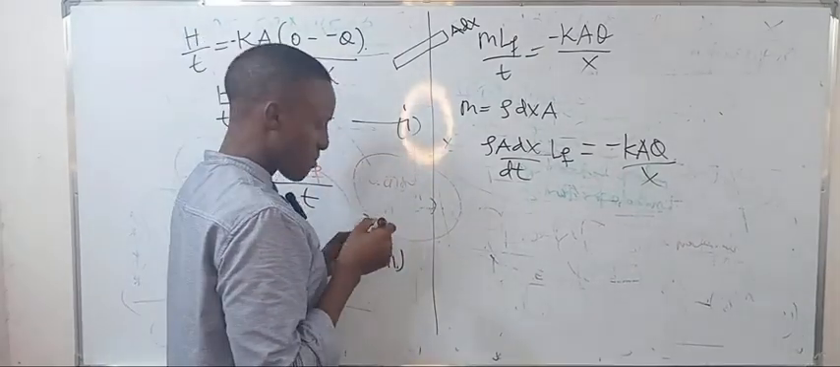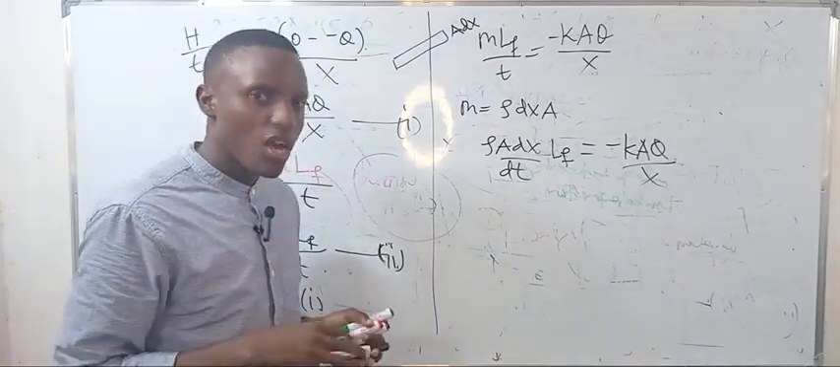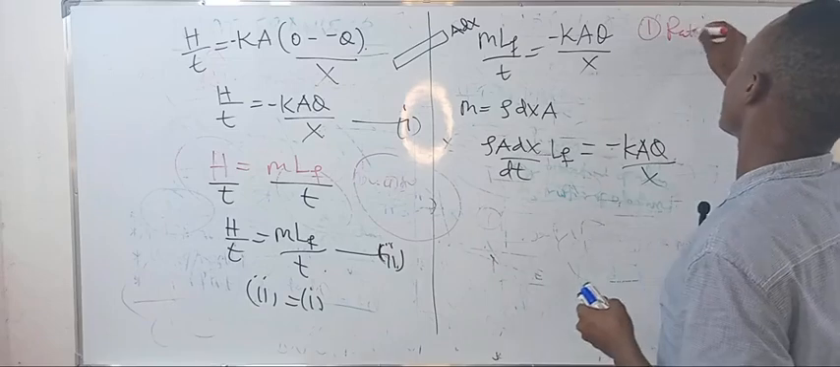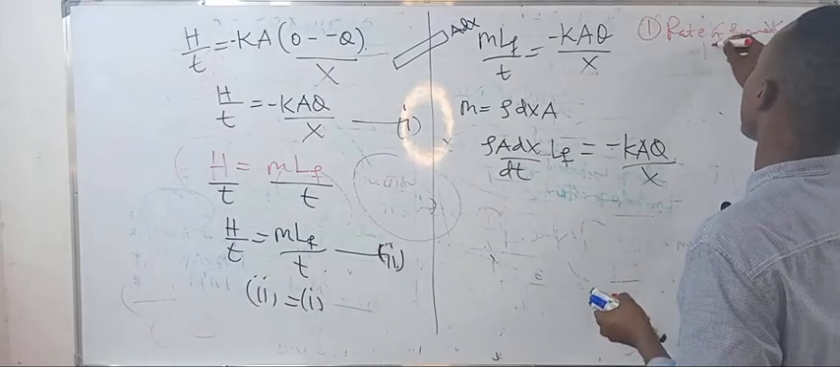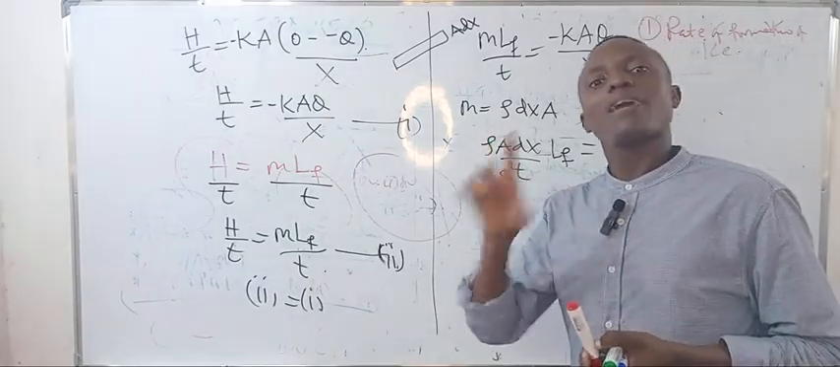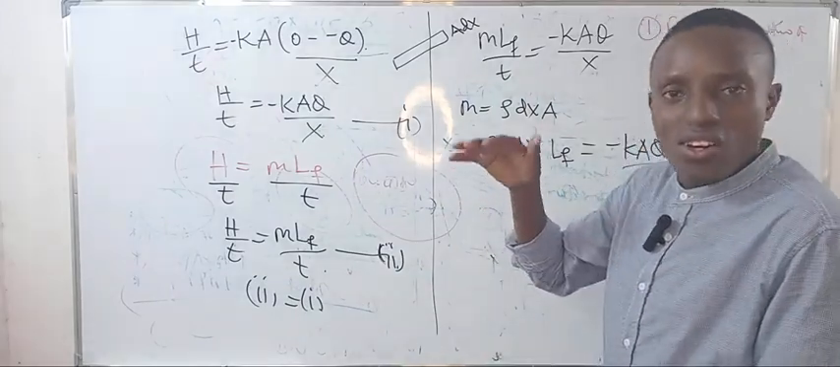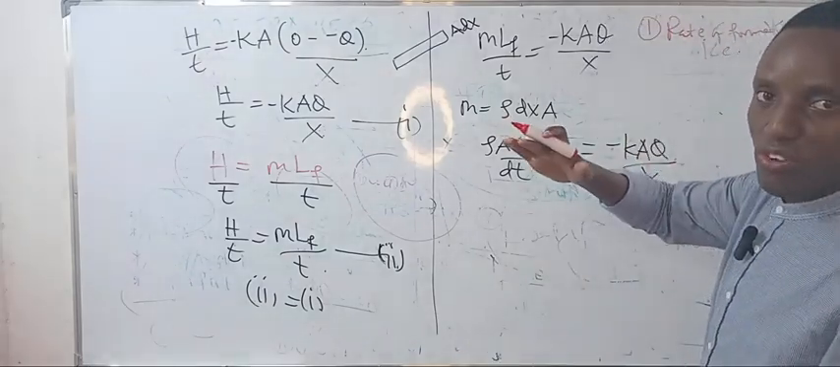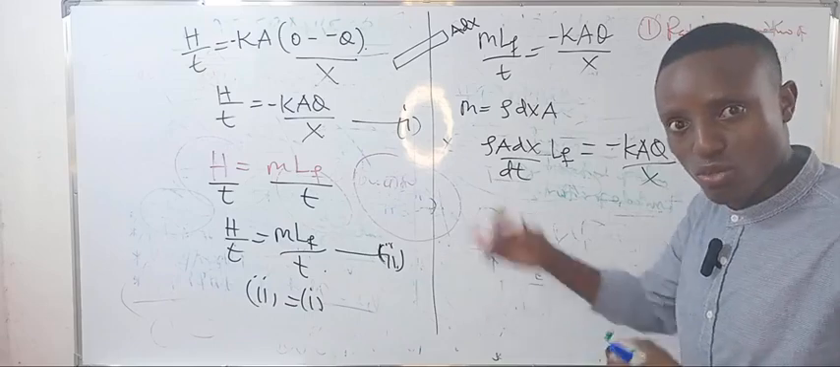From there, you can be asked three types of questions. One, they will ask you about the rate of formation of ice. How much ice is being formed in how much time? That's the rate of increase of ice. Here we are just talking about the increase of ice, because of the negative, the loss. As the temperature is lost, water turns to ice.